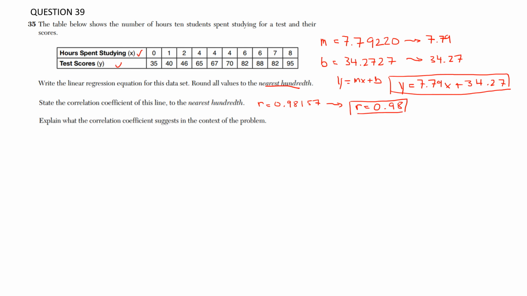Finally, it asks to explain what the correlation coefficient suggests in the context of the problem. Now, because 0.98 is so close to 1, we can say that it is a good fit, right? Good fit. And that it is a strong fit. And you have a direct correlation between hours spent studying and test scores.